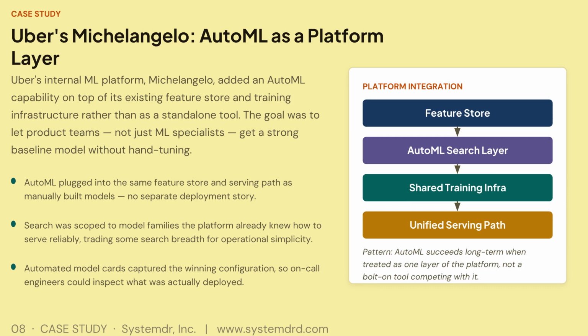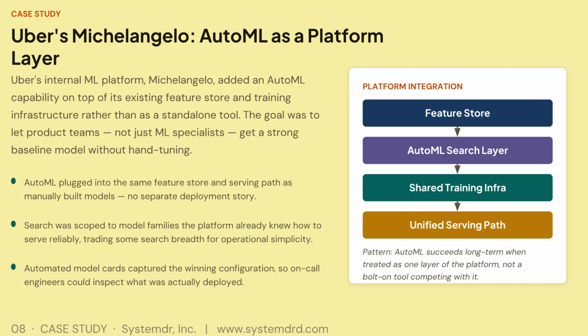Uber's internal ML platform, Michelangelo, added an AutoML capability on top of its existing feature store and training infrastructure, not as a separate, standalone tool. The goal was to let product teams, not just ML specialists, get a strong baseline model without hand-tuning. 3 design choices stand out.